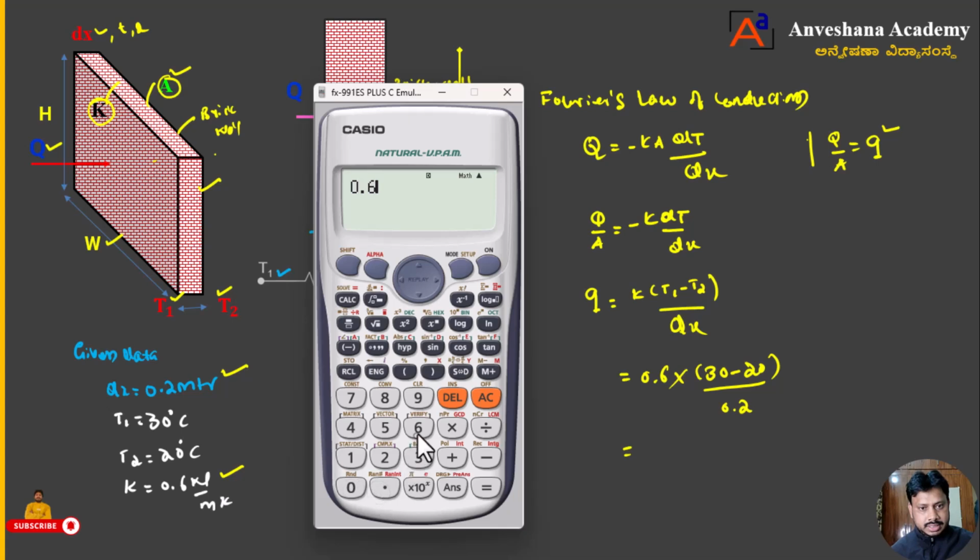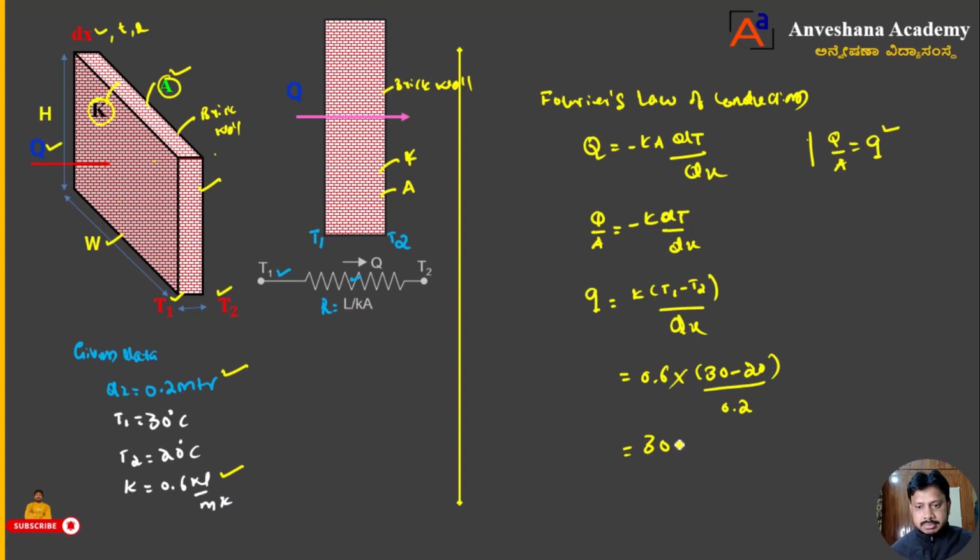So 0.6 into, what I can do here now, I will write it here: 30 minus 20 is 10. Then what can I write now? 0.2, dear students. How much are you going to get? You are going to get 30. So that 30 is nothing but 30 watt per meter square. That is small q. So the final answer, the rate of heat transfer per unit area, or heat flux, small q, is equal to 30 watt per meter square.